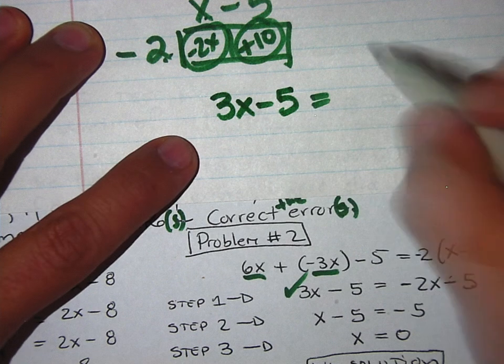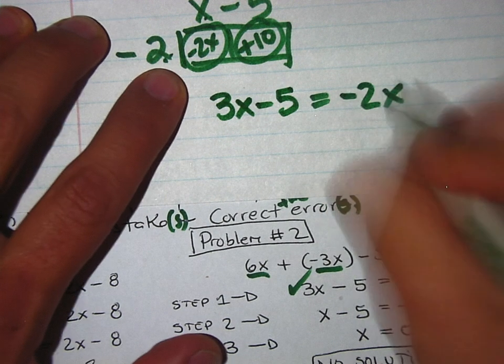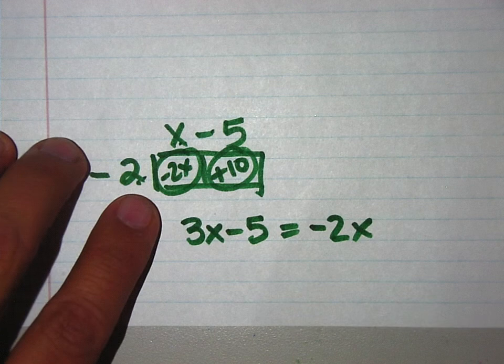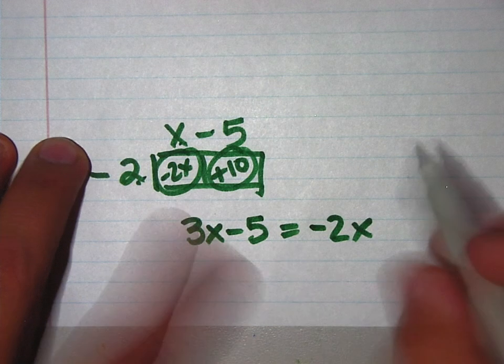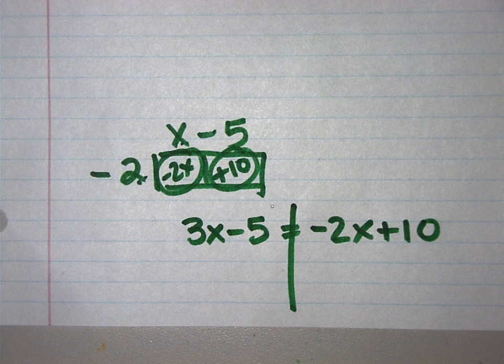All right, 3x minus 5 equals what? Negative 2x. Where did I get the negative 2x from? The problem, the distributive property, right? Plus 10. All right, what do I do now?